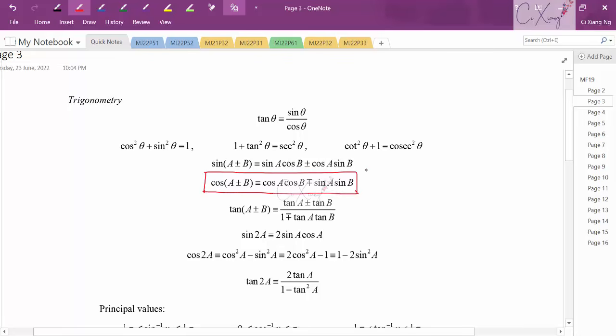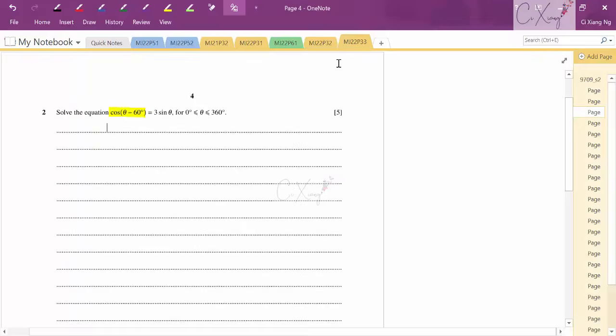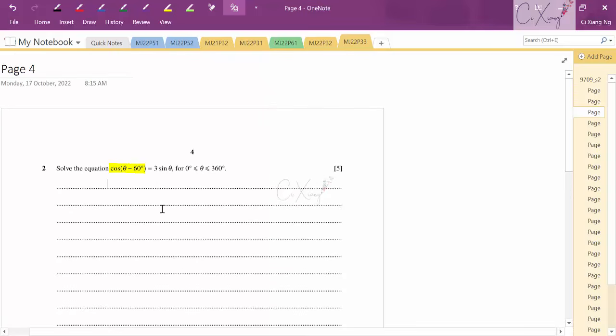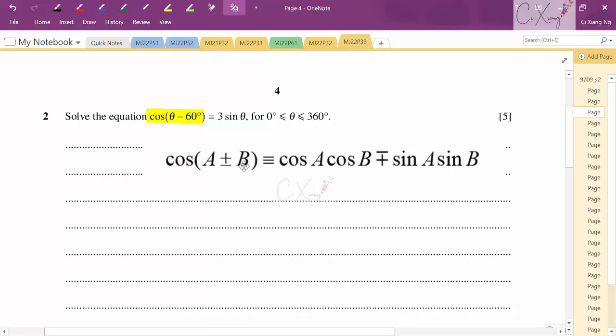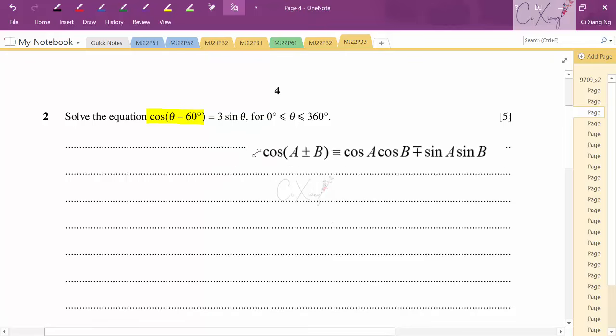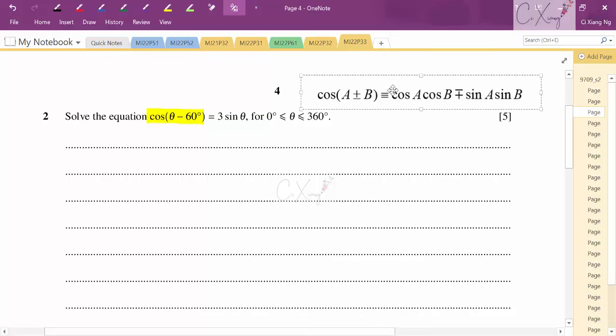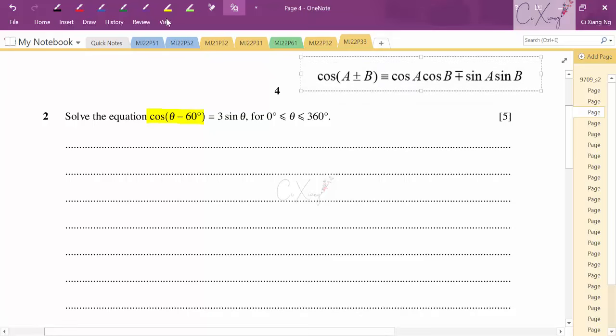Okay, so we are trying to use this formula and expand the equation that we have on the right hand side. All right, so maybe we can start now. Right, so this is the formula that we have. Basically, we are going to apply the formula where we have cos(A minus B).